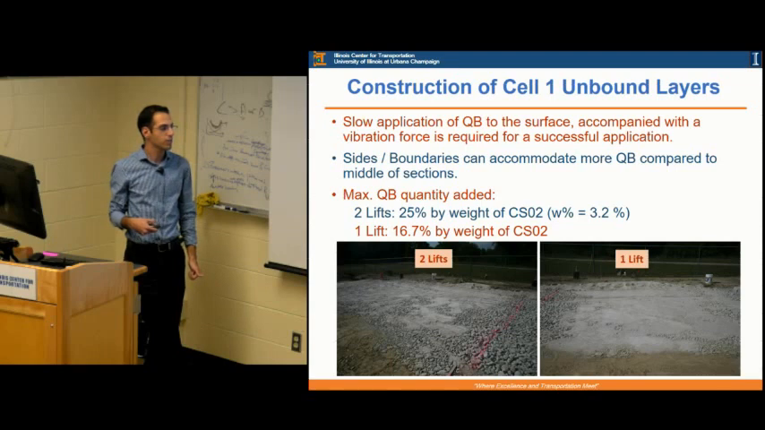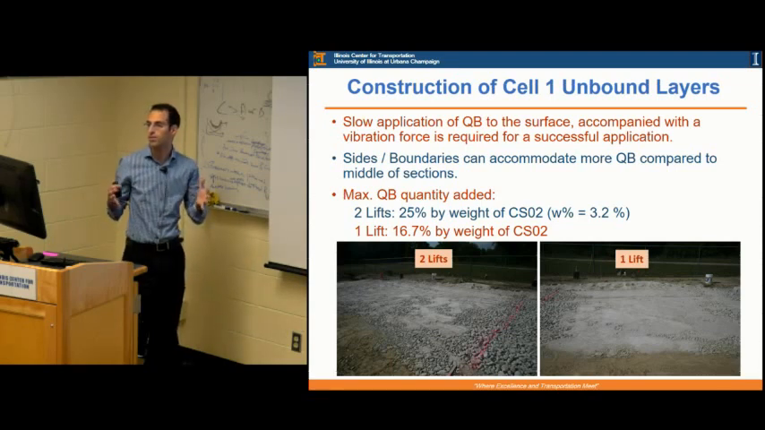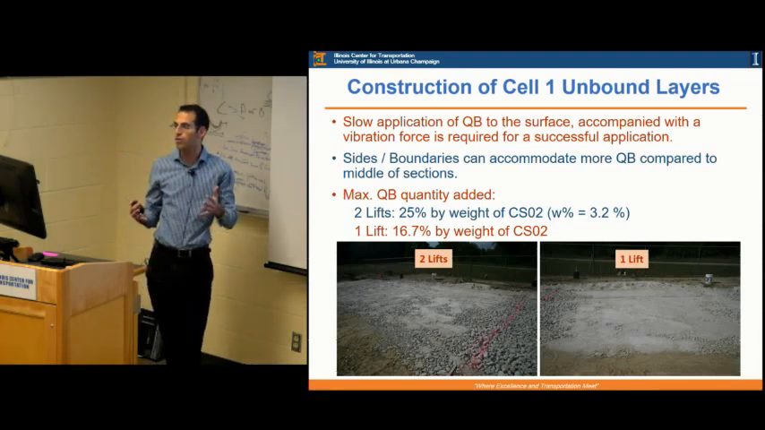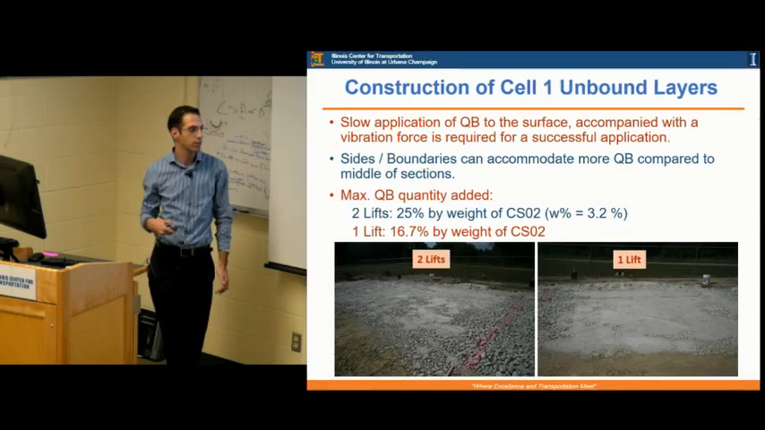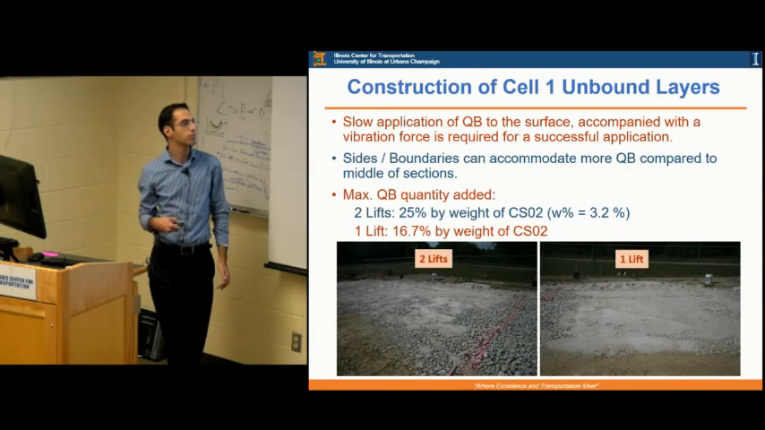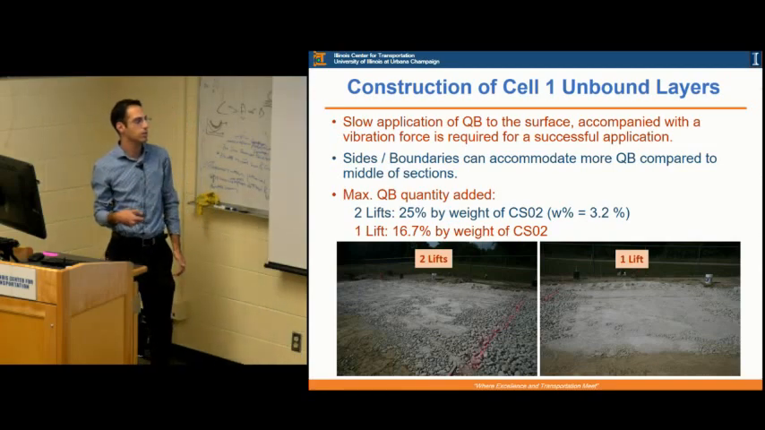The second reason is the boundary effect. Because the box is smaller, you can pack more of those quarry byproducts around the corners. But in the field, you have more of your aggregates in the middle and you don't have as many boundaries, so we found out that the boundaries can actually accommodate more of the quarry byproducts than the center of the sections. So we were able to pack fewer quarry byproducts in 2 lifts.